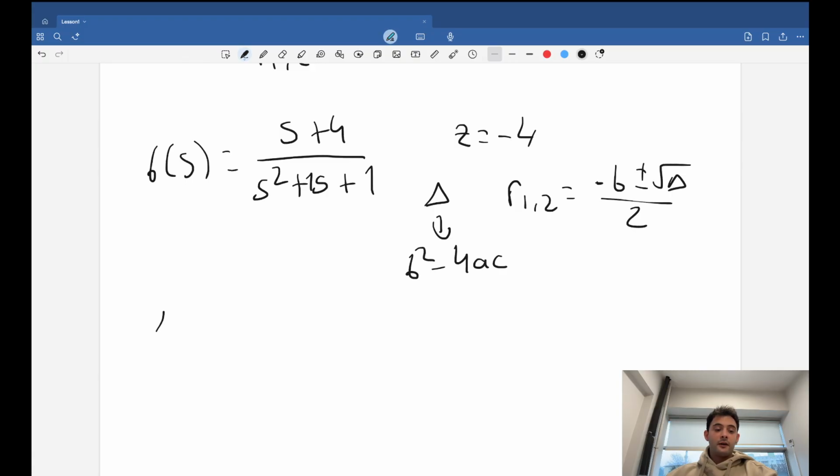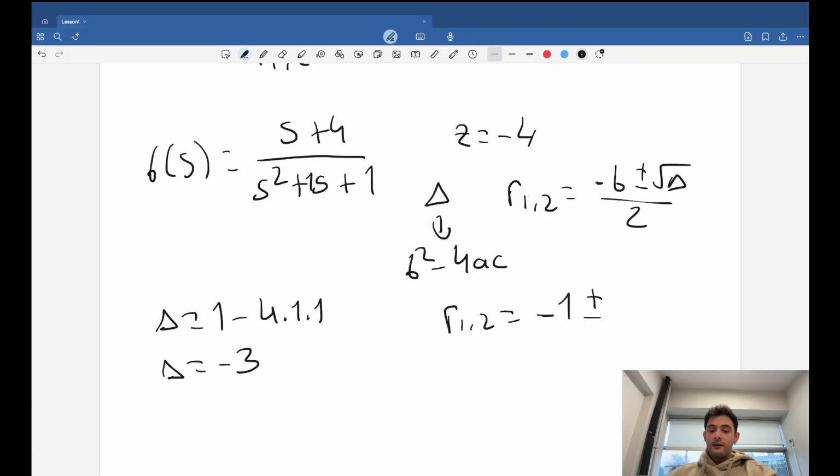So let's find our delta: 1 minus 4 times 1 times 1. It is minus 3, right? And to break it down into finding the roots R1, R2, we will have minus 1 plus or minus the square root of minus 3, over 2. But leaving this square root with a minus inside is not valid in terms of mathematics. So we need to do a conversion here.